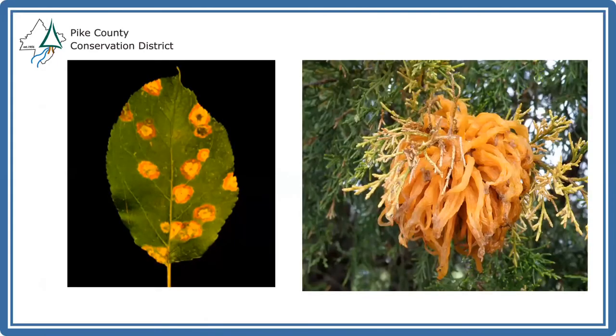The other thing you could do is plant disease-resistant varieties. For example, on the left, that's an apple tree. That's an apple leaf, and what's showing on it is cedar apple rust. On the right is what cedar apple rust looks like on the cedar tree. This disease needs 2 plants to complete its life cycle. So it starts on the cedar tree, forms that growth, and then the spores are released from that, and then it infects the apple tree.